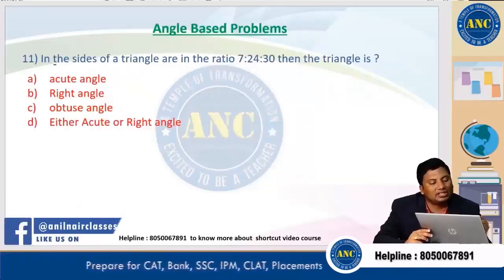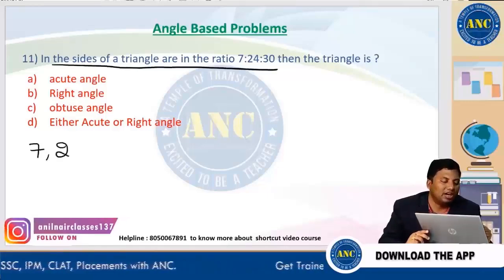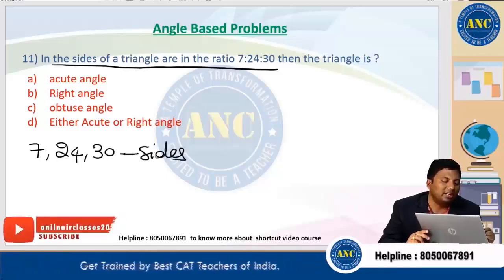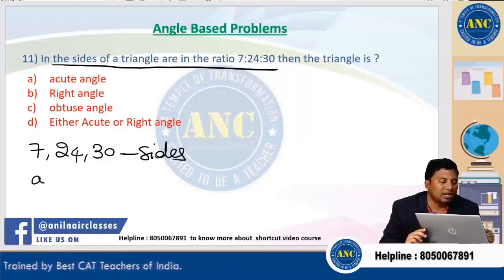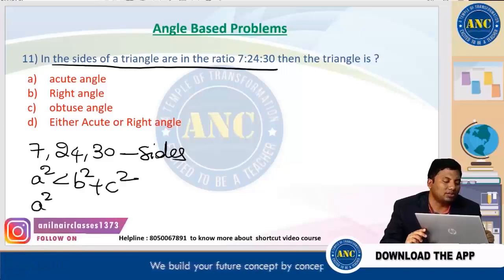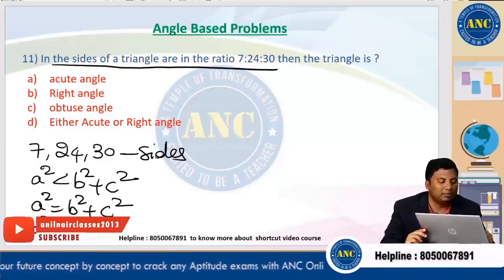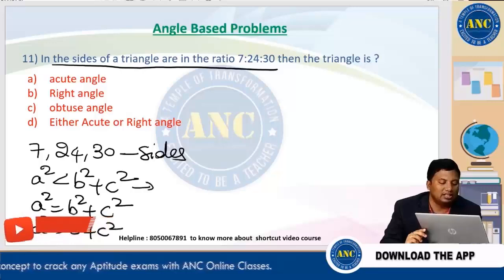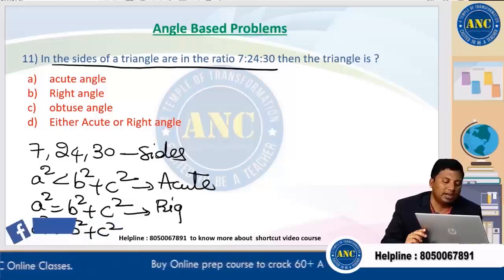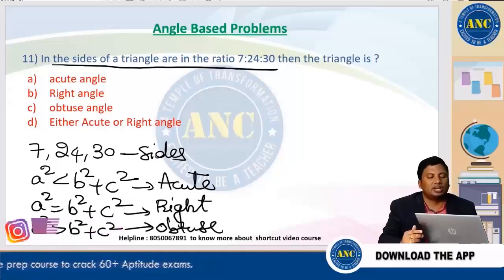11th one. If the sides of a triangle are in the ratio 7, 24, 30, already we discussed. If 7, 24, 30 are the sides of any triangle, what is the condition? A square is less than B square plus C square, or A square is equal to B square plus C square, or A square is greater than B square plus C square. The less than is nothing but acute. Equal to is nothing but right angle. Greater than is nothing but obtuse. So let us see one by one.